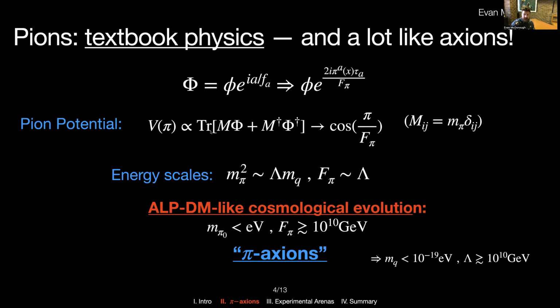The scalar potential at low energies that's generated for the pions: if I take the simple case where I have degenerate pion masses, this really does just reduce down to a cosine potential, just like for a regular axion. The energy scales involved in the theory of the pions encode the energy scales in the theory of quarks. So the dark QCD scale sets the pion decay constant up to a factor of 4π. And the quark mass and the QCD scale together set the pion mass. Now, if we have pion masses which are sub-eV and decay constants which are relatively large, I can get axion dark matter-like cosmological evolution. And it's this that we refer to as π-Axion.